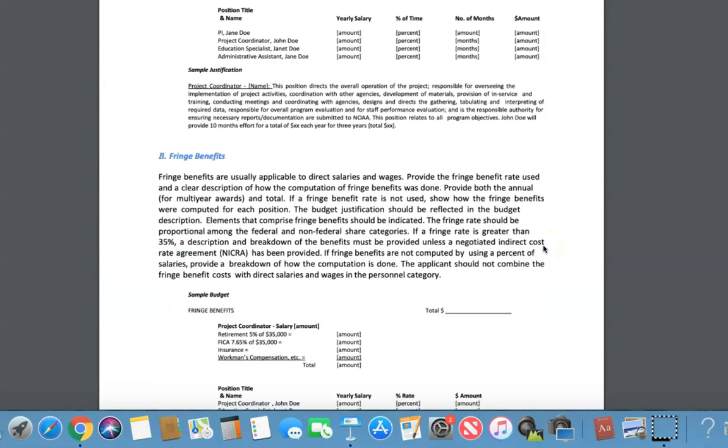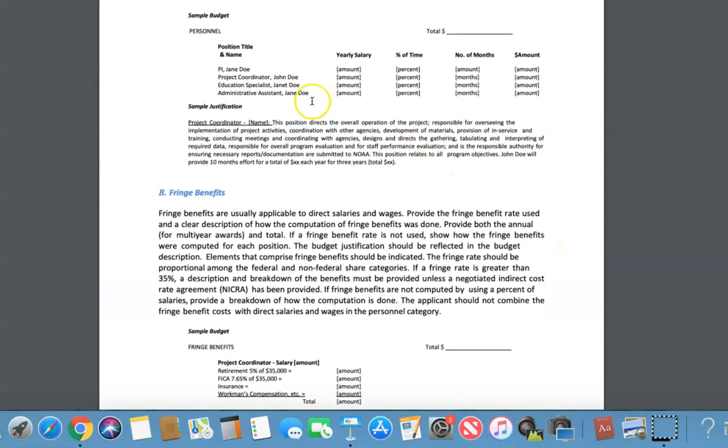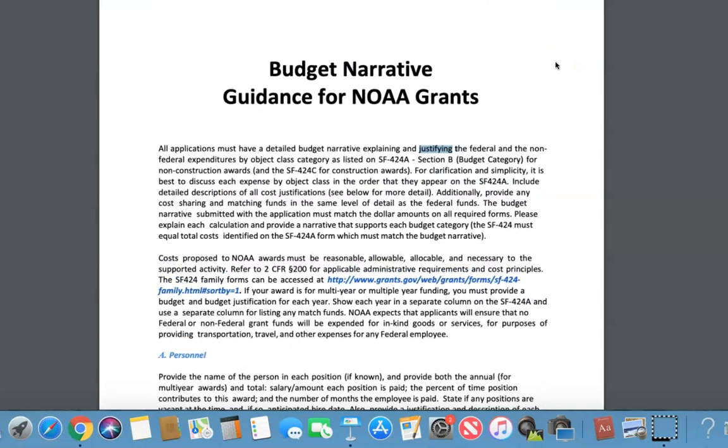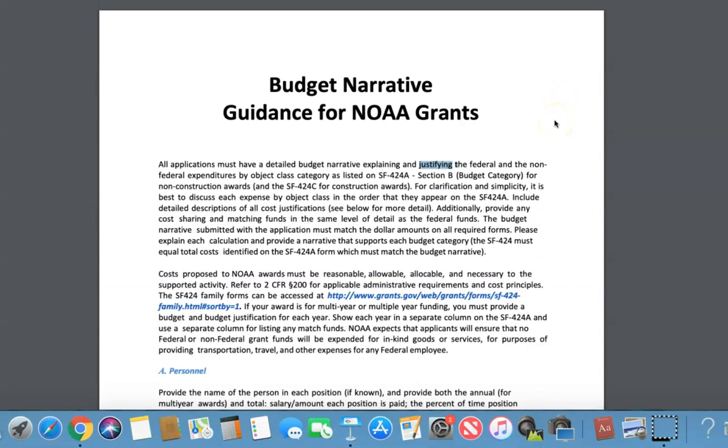Now, we're going to look a little farther on, and this is an example of a sample budget. We're talking about Jane and the yearly amount, what percentage of time this person is spending on that budget, as well as how many months and the dollar amount. This is what we mean when we talk about justifying and explaining. So every budget that you do, you have to do that when you're doing a government grant.